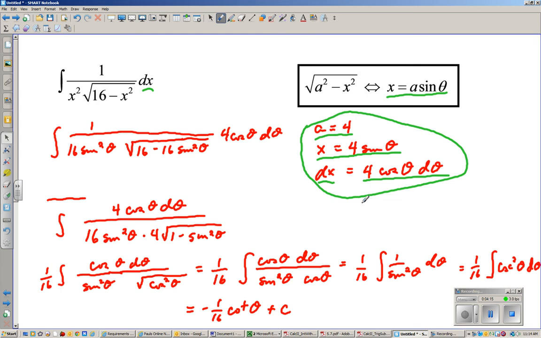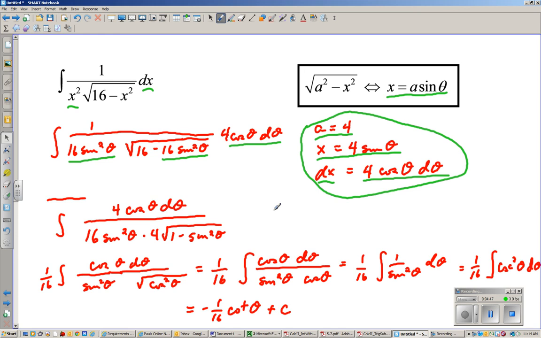And I'm going to bring it back to the problem, and I'm going to say, okay, I had an x squared, so I'm going to take x squared out, and I'm going to put in its place 16 sine squared theta. And under the radical sign, I'm going to do it again. I'm going to take the x squared out, and I'm going to put in 16 sine squared theta. And then I'm going to replace the dx with 4 cosine d theta. Now I know that looks just terrible, but be patient. You'll see that good things are going to happen.